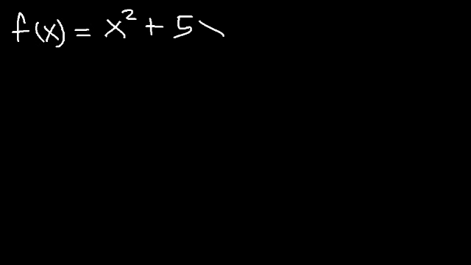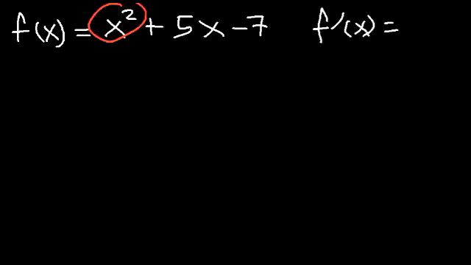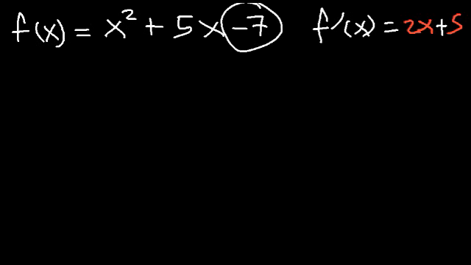Now let's try another example. Let's say f of x is equal to x squared plus 5x minus 7. What is the derivative of the function? Now we know that the derivative of x squared is 2x. We saw that in the last example. And the derivative of 5x is 5. So we need to get 2x plus 5 as our final answer. The derivative of a constant is 0.